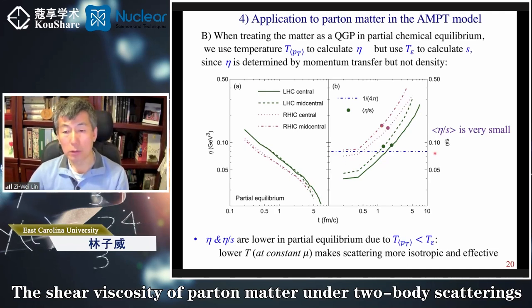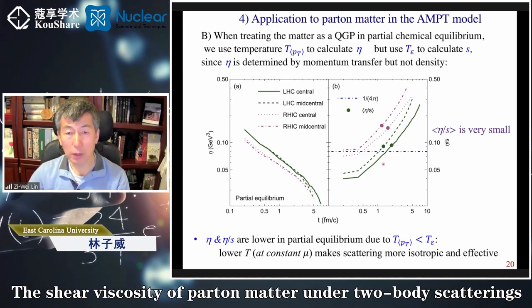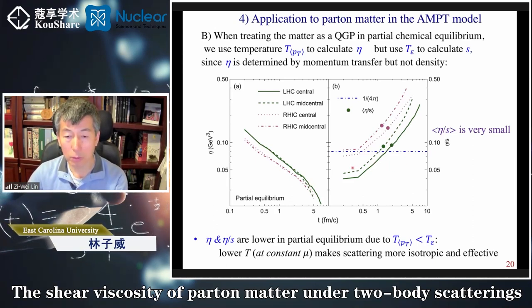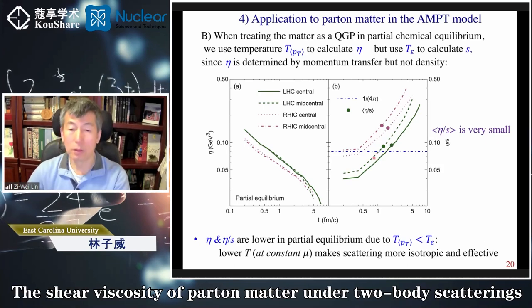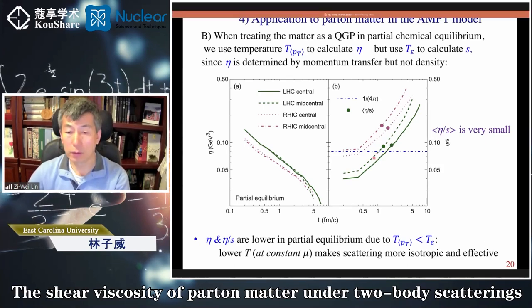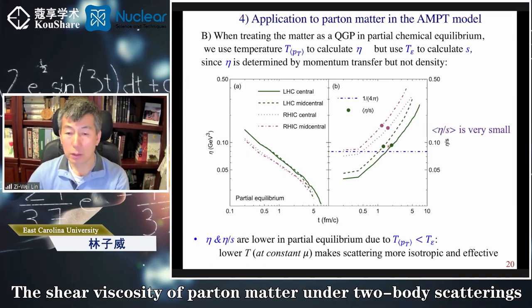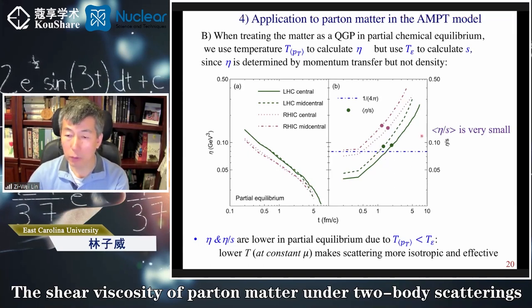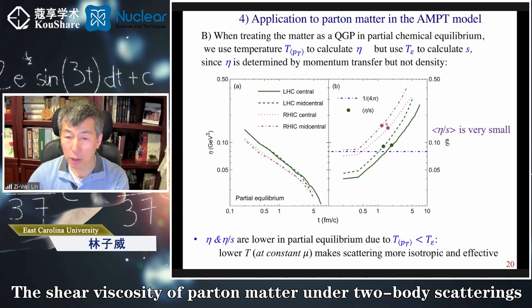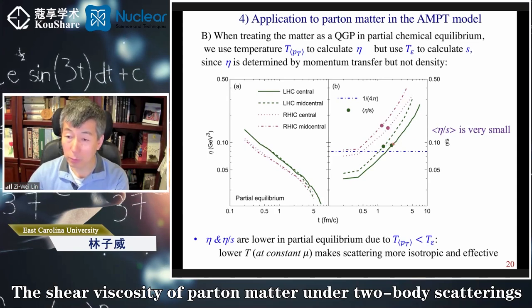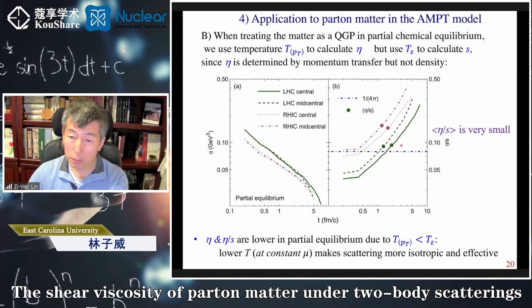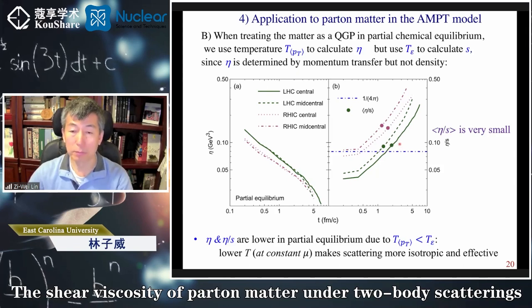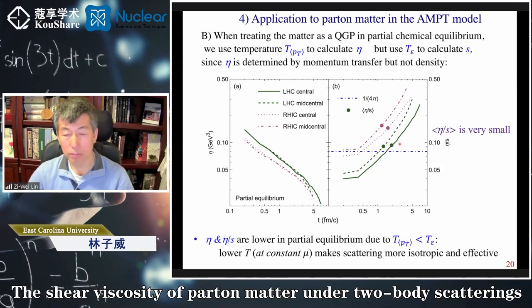And this is a bound. As we see, if we consider the parton matter as a partial equilibrium matter, then at early times the eta over s can be even smaller than the bound from the model if you just plug in the effective temperatures. We can still do the time averaging, and the average values are the dots. And we see that they are very small. The LHC is close to the bound, and it's basically 1 to 2 times the bound on average.